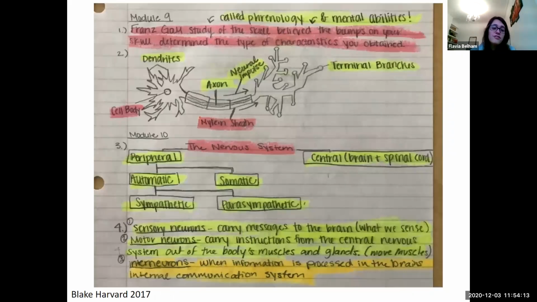This one I got from Blake Harvard's blog. He is listed on my previous slides where I talked about the different blogs. And this is called color-coded retrieval practice. He's a psychology teacher. What he does is ask a question to students, and then they have to answer that question without checking any notes or any books, and highlight everything that they write in pink.